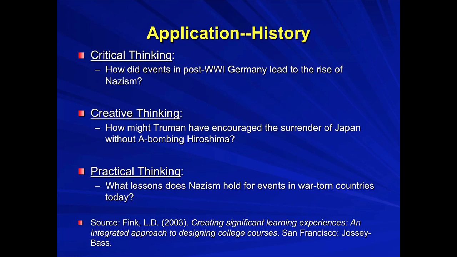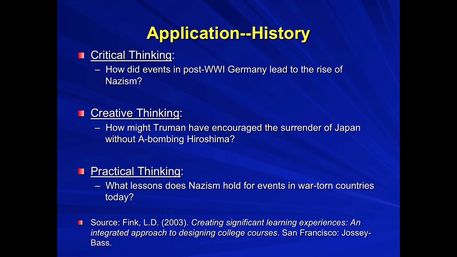Or we might want students to go beyond that and be creative about their thinking and think of other possibilities than what happened historically. How might President Truman have encouraged the surrender of Japan without dropping the atomic bomb? That's taking historical knowledge and thinking creatively, applying it, analyzing, thinking of all the possibilities that might have been at play. Or taking this example, practical thinking. What lessons does the rise of Nazism hold for events today? This is taking this knowledge, applying, synthesizing, evaluating current situations.